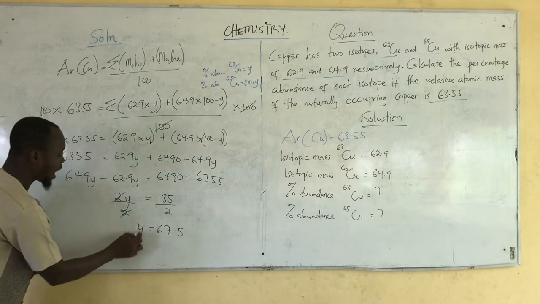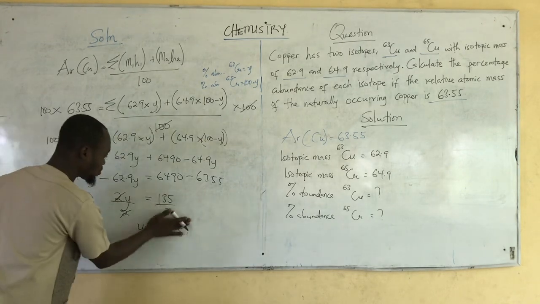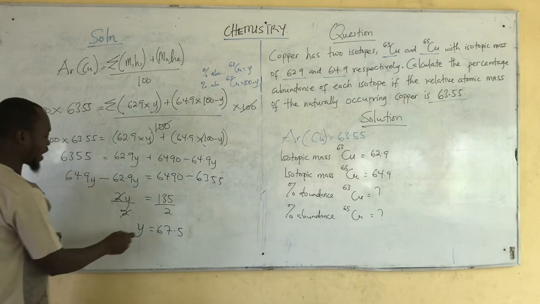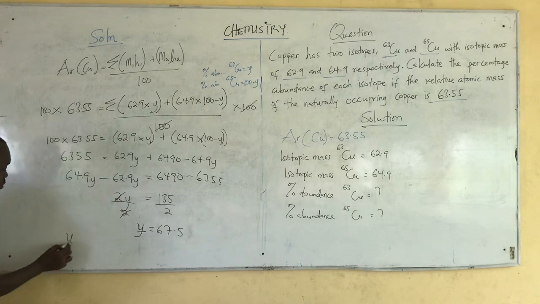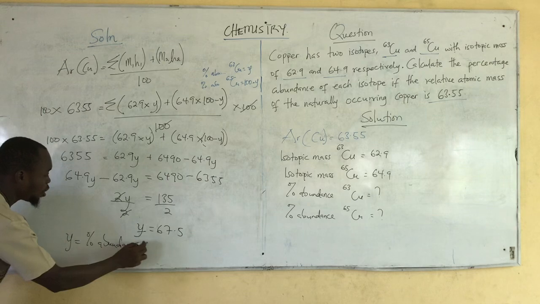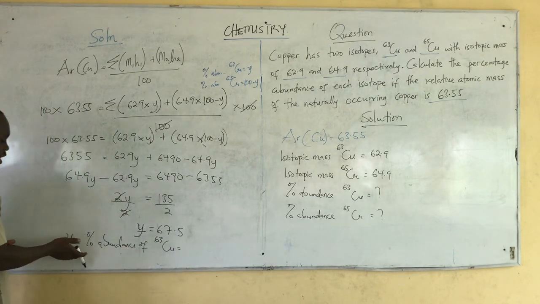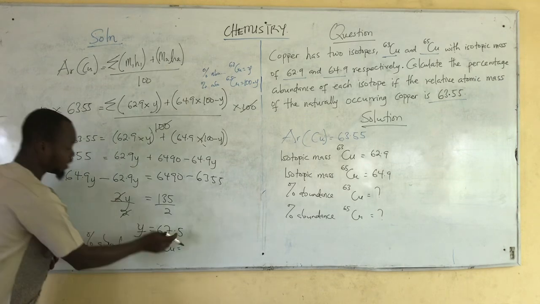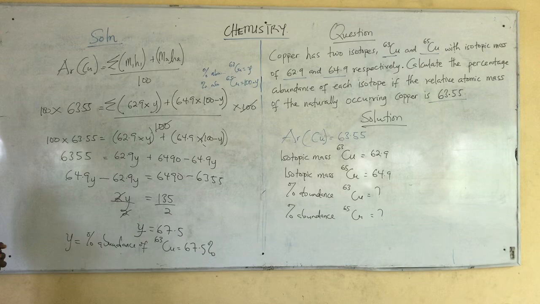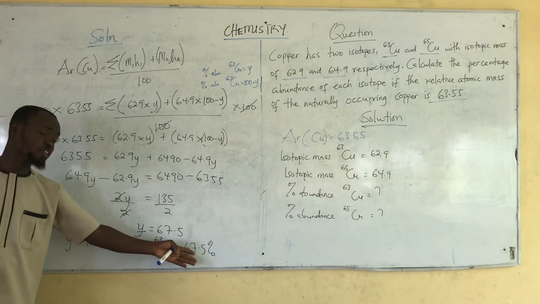67.5. So Y is equal to 67.5%. Or Y is equal to 67.5. Now, the question here is, what is Y? Y was equal to the percentage abundance of copper 63. Is that okay? So the percentage abundance of copper 63 is equal to Y, which will then be equal to 67.5%.